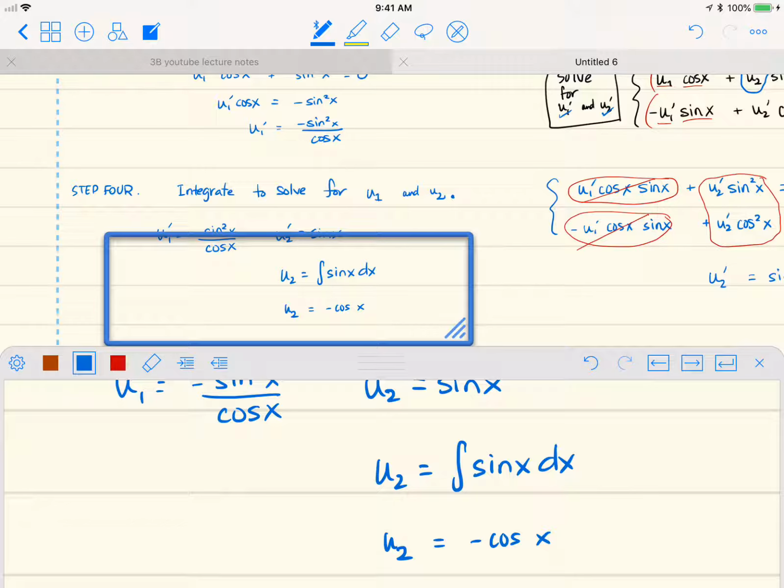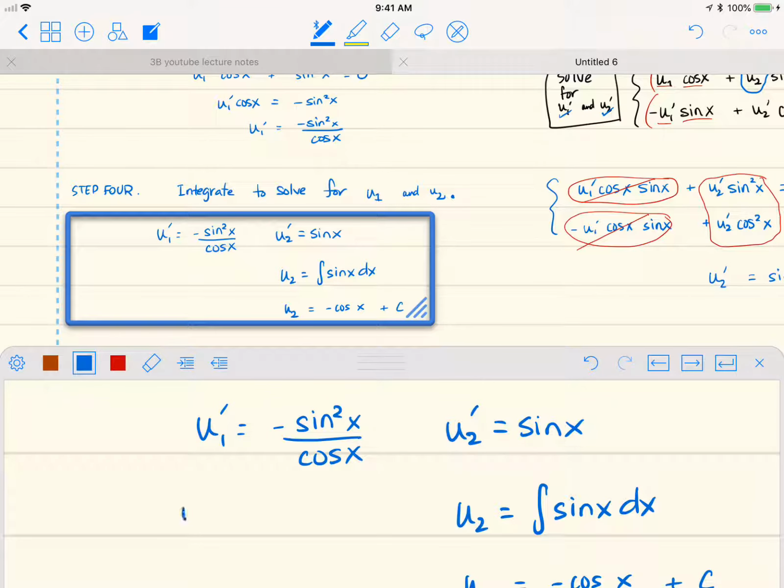Okay, notice that for my particular solution, because it's a particular solution, if I say plus a constant, I choose my constant to be equal to 0, right? So u is a particular solution. The y_h is going to have your arbitrary constants. Okay. Now let's see if we can integrate this to figure out u1. u1 is going to be equal to the integral of negative sine squared x over cosine x dx.